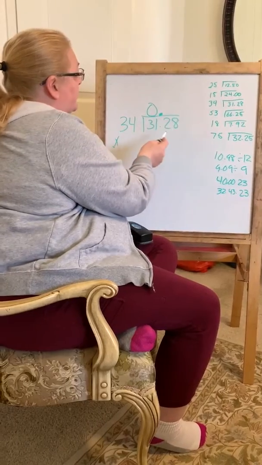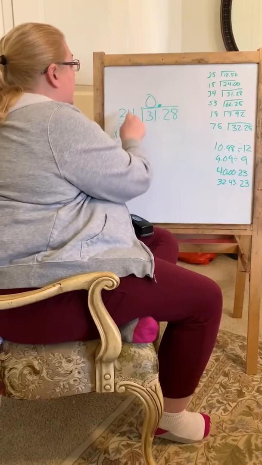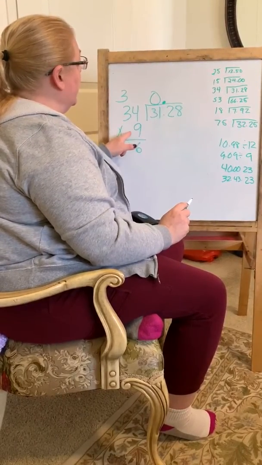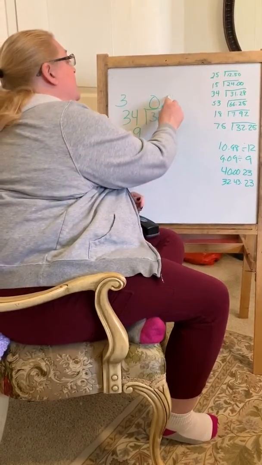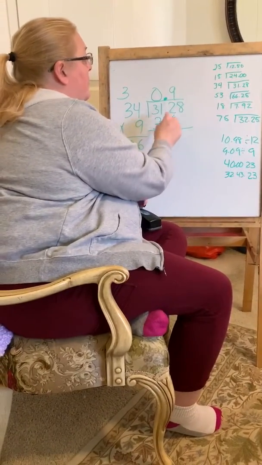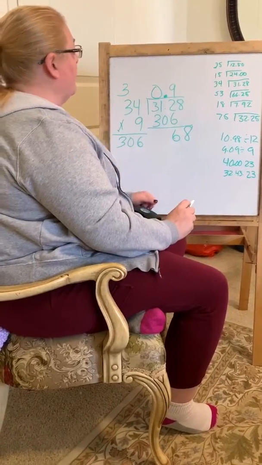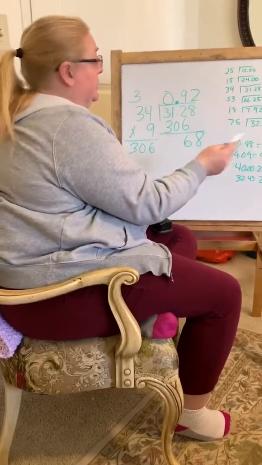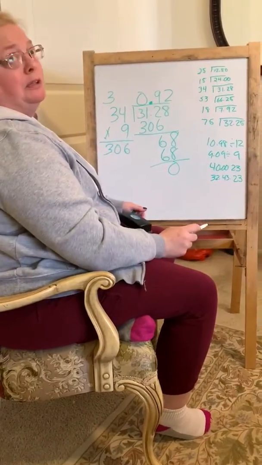So if we did it times 10, we would know it's too many. So let's try 9. 4 times 9 is 36. We carry our 3. 3 times 9 is 27. And we add this, we get 306. That's very close. So we put our 9 here, and we put our 306 underneath, and we can subtract, and we have 68. How many times will 34 go into 68? We know that it's 2, because 2 times 34 is 68. And voila, we are done. So our answer is 0.92.